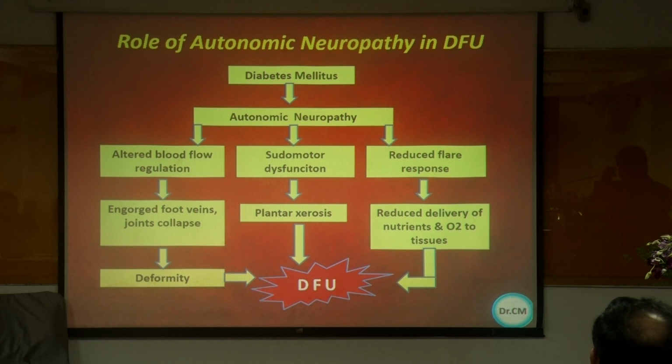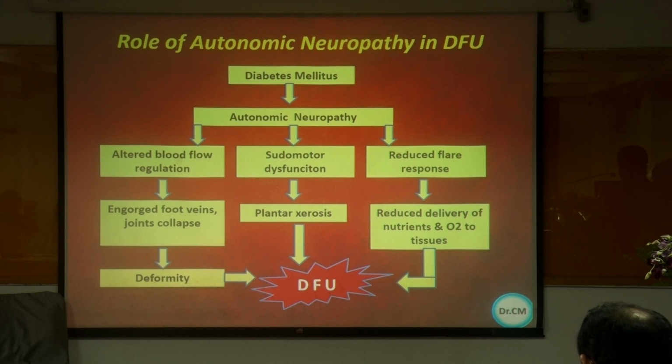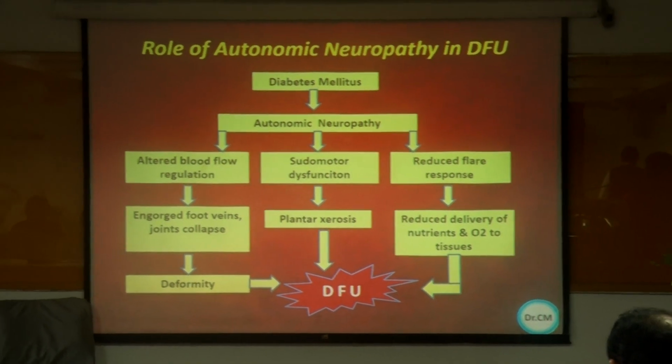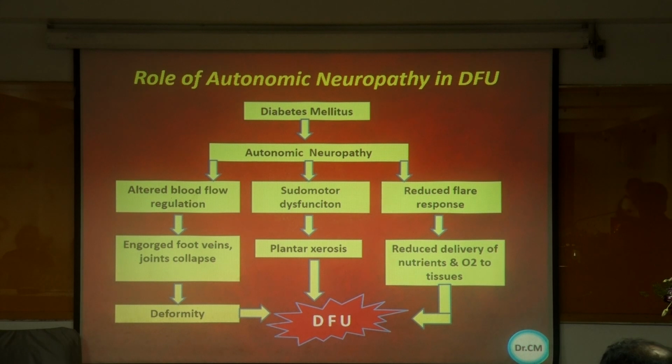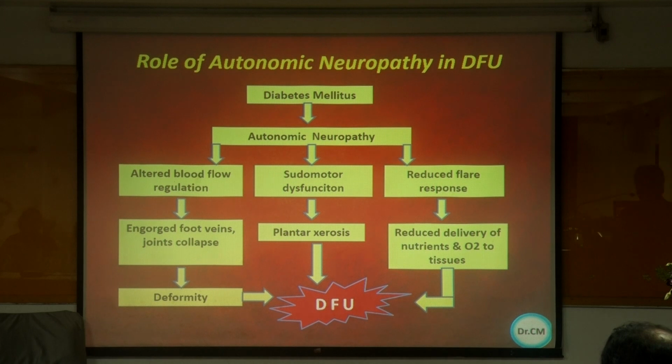What about the role of autonomic neuropathy in the diabetic foot ulcer? The autonomic neuropathy, on one side, causes altered blood flow regulation, engorged foot veins, and joint collapse, which leads to deformity and in turn to diabetic foot ulcer. Whereas due to autonomic neuropathy, there is also a pseudomotor dysfunction, dry skin, and diminished sweating, which leads to plantar xerosis. On the other side, reduced flare response at the end of the day: this autonomic neuropathy leads to reduced delivery of oxygen and nutrients to the tissues, which in turn leads to diabetic foot ulcer.